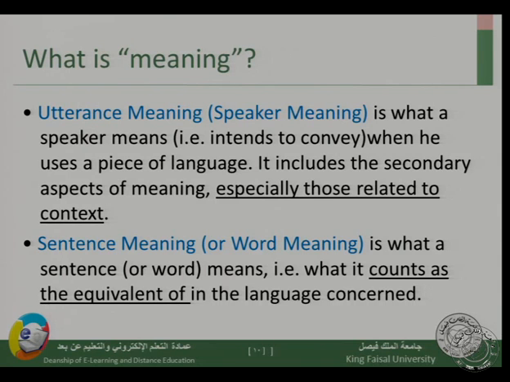In other words, what it counts as the equivalent of in the language concerned. So when you open the dictionary and look up a word, you're seeing equivalence, something that is equivalent of the word being defined. And this is what we mean by word meaning. So two definitions: utterance meaning or speaker meaning, and sentence meaning or word meaning. They both have different uses, and we're going to talk more about them throughout the coming lectures, so try to keep their definitions in mind.